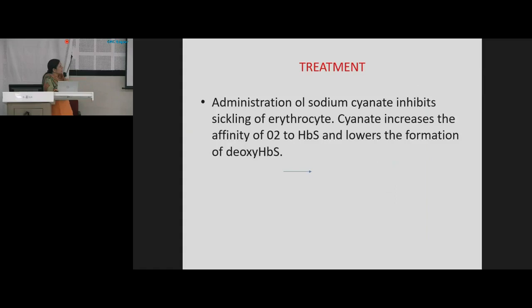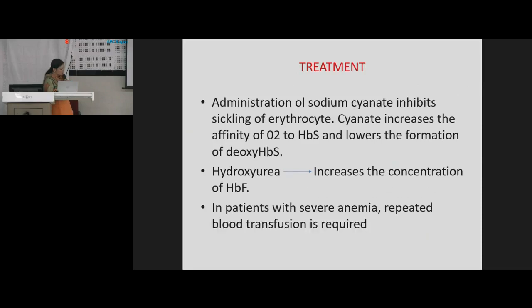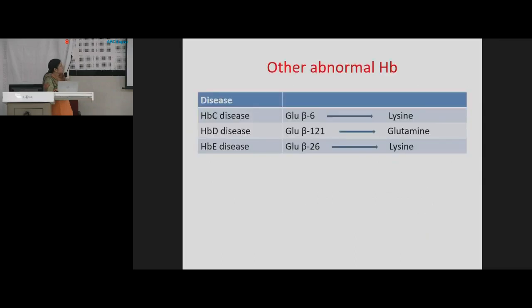So the treatment is administration of sodium cyanate. It inhibits the sickling of erythrocytes. Then the drug hydroxyurea also increases the concentration of fetal hemoglobin. So both have the same function, that they lower the formation of deoxyhemoglobin S. In patients with severe anemia, repeated blood transfusion is required. And these are some other abnormal hemoglobins: in hemoglobin C disease, lysine is replaced; in hemoglobin D disease, glutamine is replaced; and in hemoglobin E disease, lysine is there.